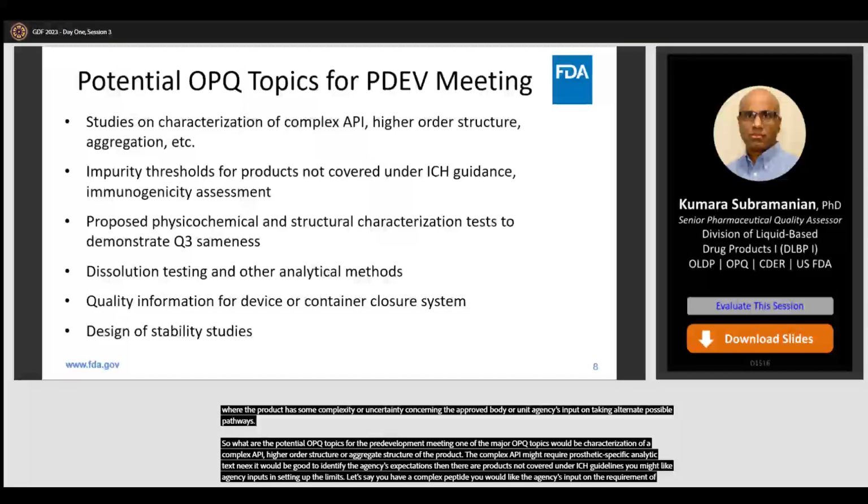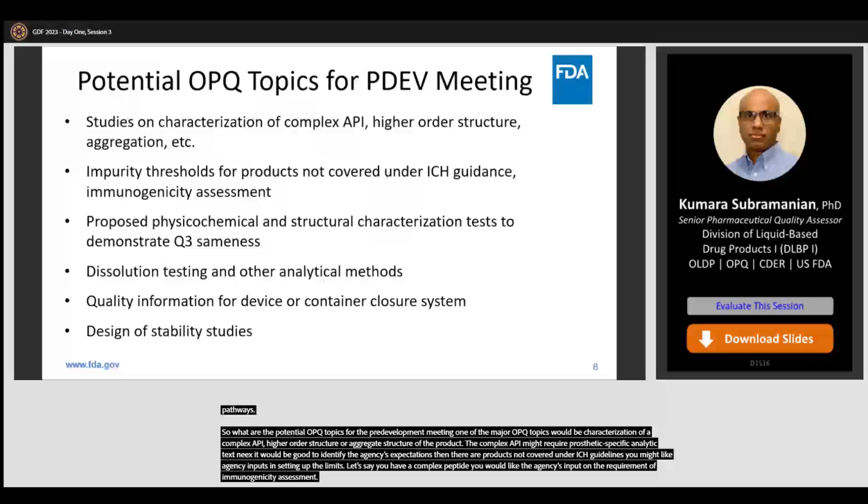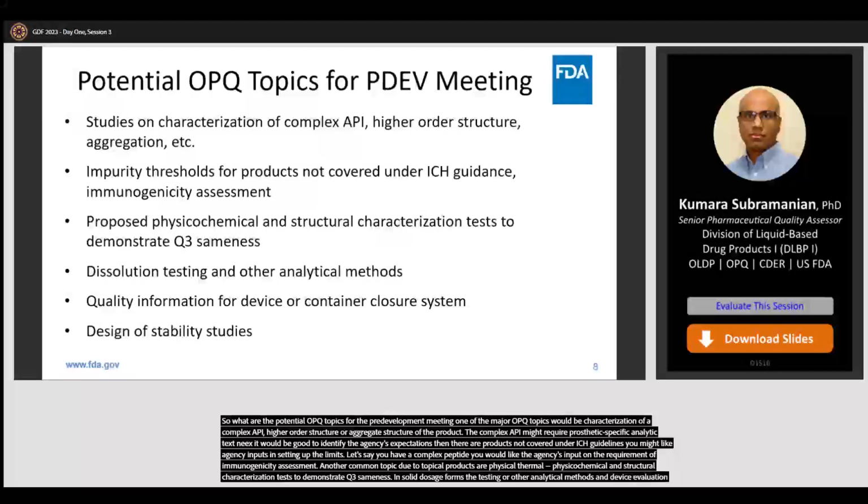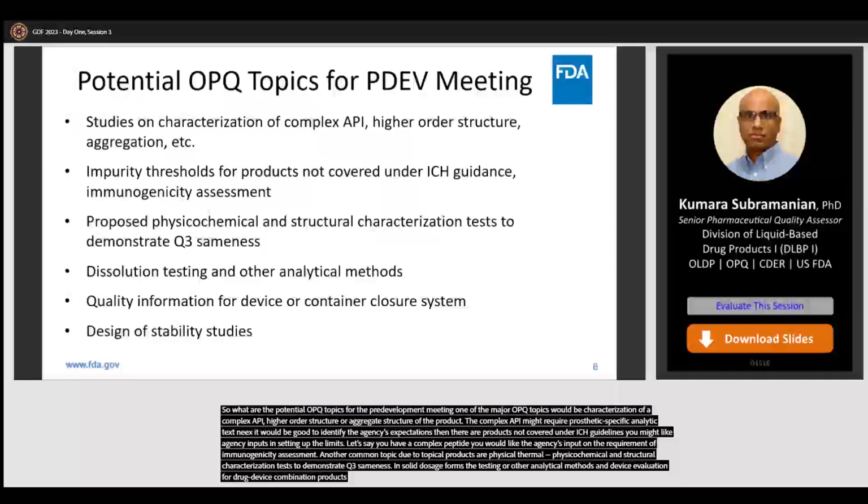Another common topic related to topical products is physicochemical and structural characterization requirements to demonstrate the Q3 sameness. In solid oral dosage forms, dissolution testing or some analytical methods. And device evaluation for drug-device combination products, and also design of stability studies for such systems. So these are the potential OPQ topics for a PDEM meeting.